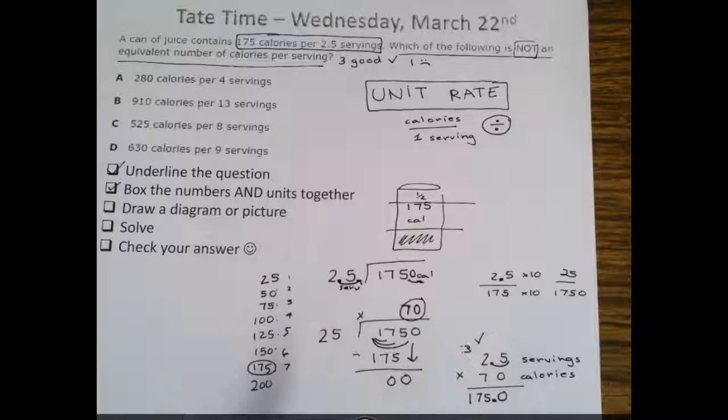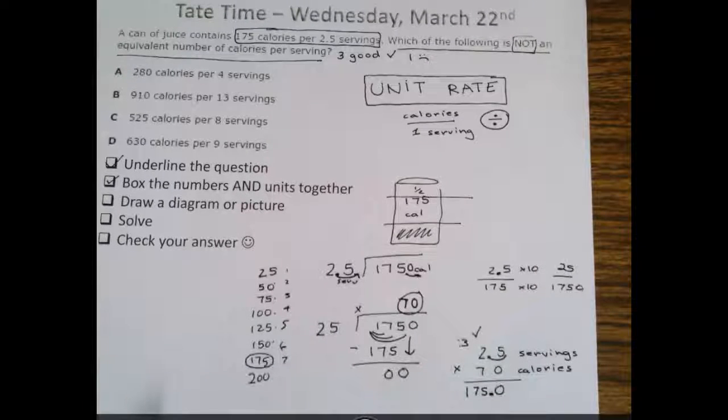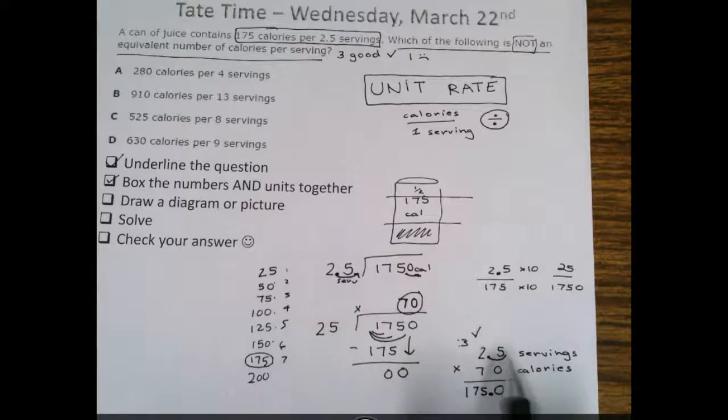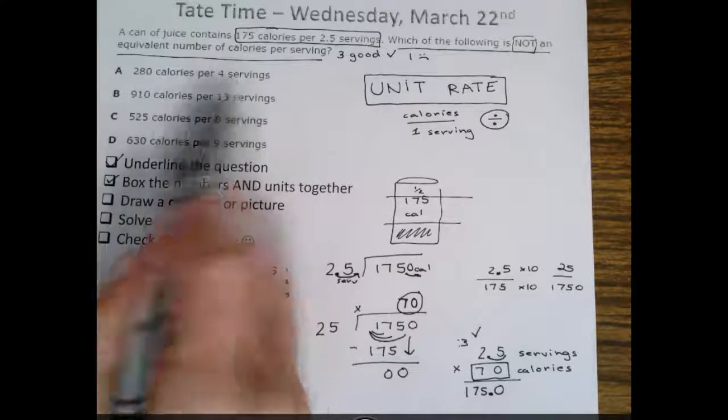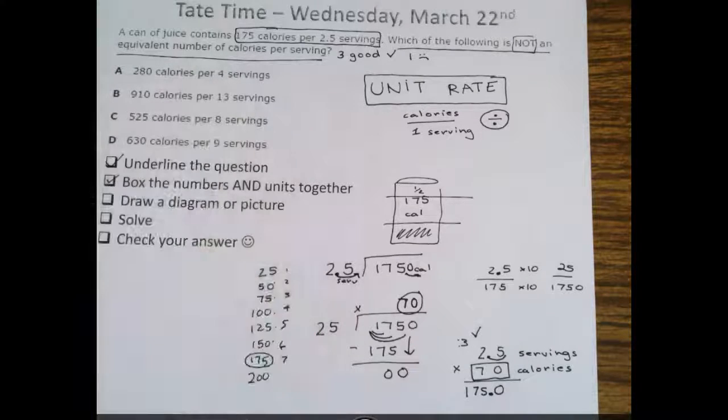Whew, that was a lot of work. So let's just make sure we understand what we just did. We had to divide 175 calories, which is the total, per 2.5. Per is like division, because we're saying in all those servings, we get 175 calories. So when I do that, I get that in 2.5 servings, there's 70 calories in each serving. So now we need to figure out which one of these is not showing me the correct numbers.